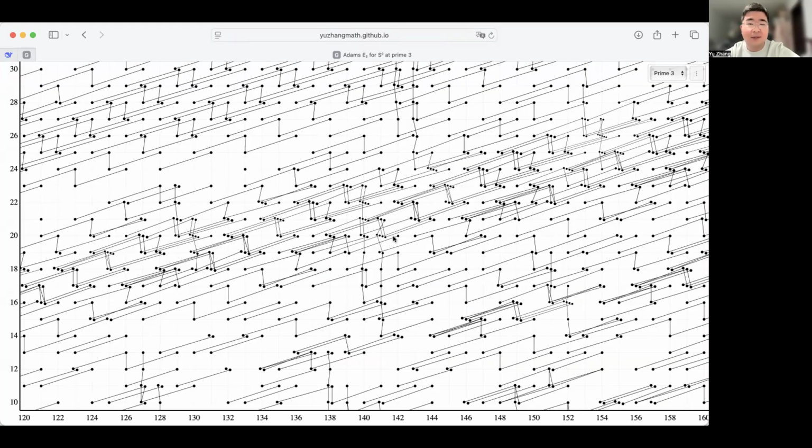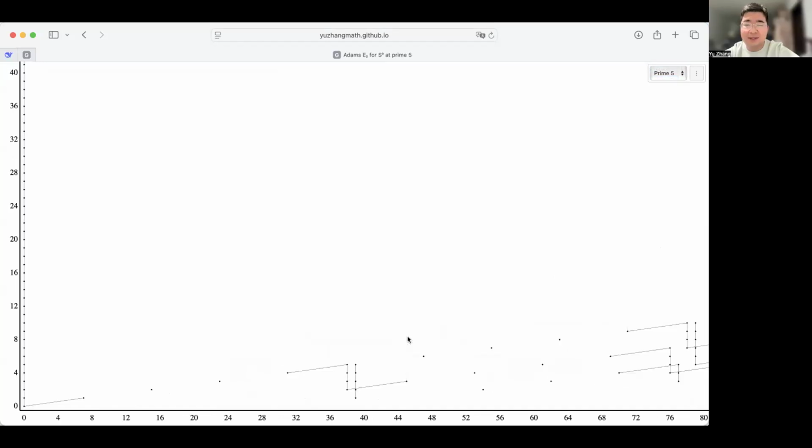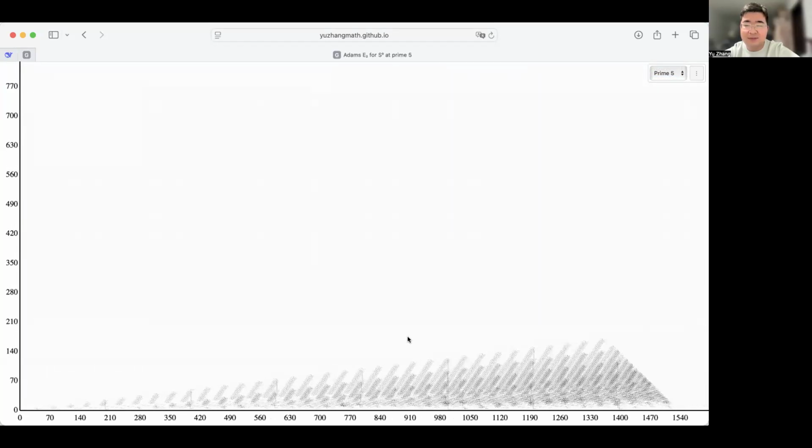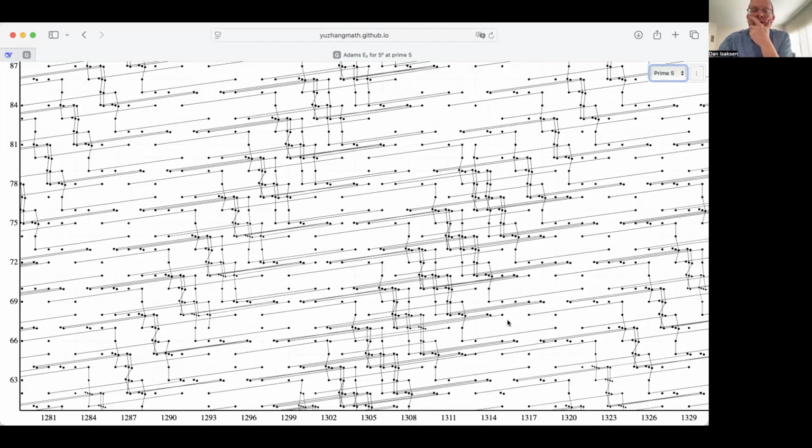Can you show us 5, 7, and 11, zoomed out a little bit so I can see the global structure? Yep, sure. 5. Okay. Can you zoom in around the 1260 area? I just want to see how dense it is. Yeah, around there. Doesn't matter so much. Okay, it's still quite sparse. Okay, great.